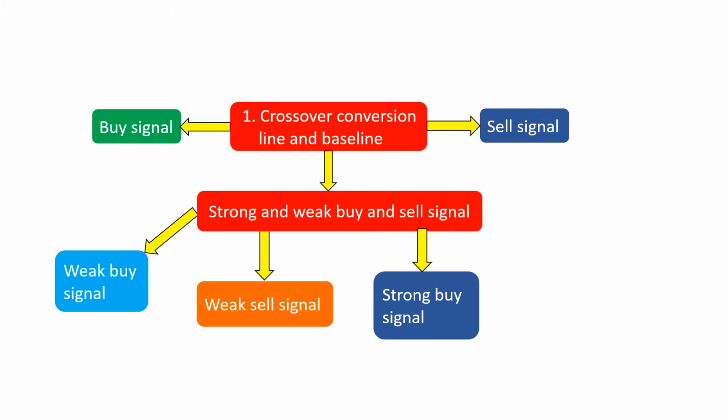Strong buy signal. If the blue line crosses above the red line and this crossover is above the Kumo cloud, it generates a strong buy signal. And finally, if the blue line crosses below the red line and this crossover is below the Kumo cloud, it generates a strong sell signal.